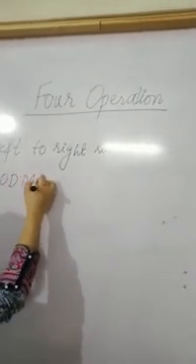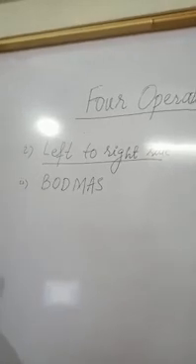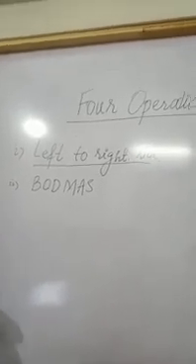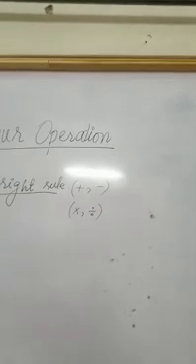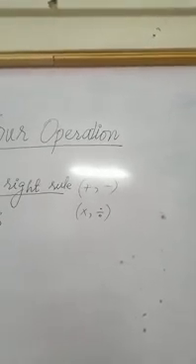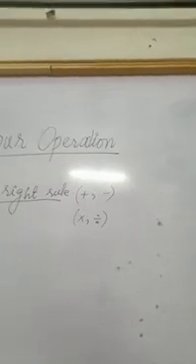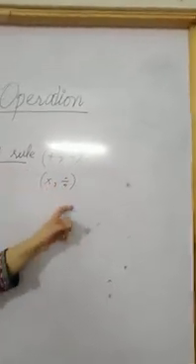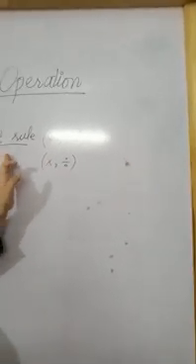Now we use the left to right rule where only two operations are involved, either a plus minus combination or a multiplication division combination. So we can use the left to right rule where only two operations, that is either plus minus or multiplication division, are involved. Then we prefer to use left to right. Now we come to the BODMAS rule.